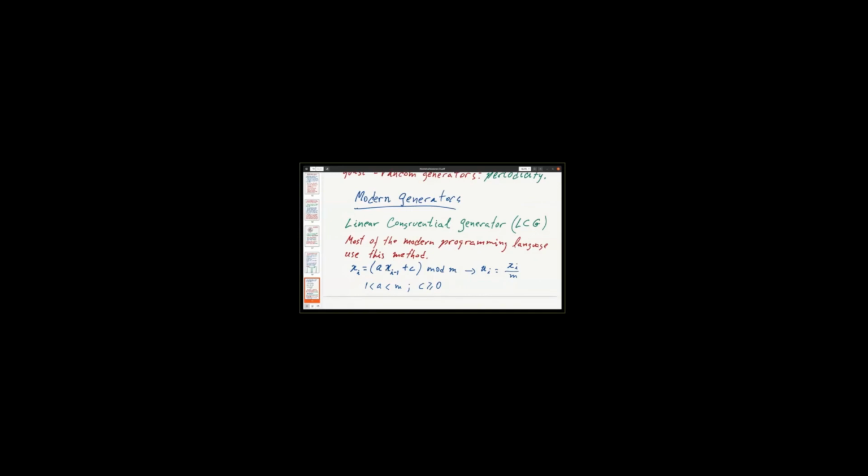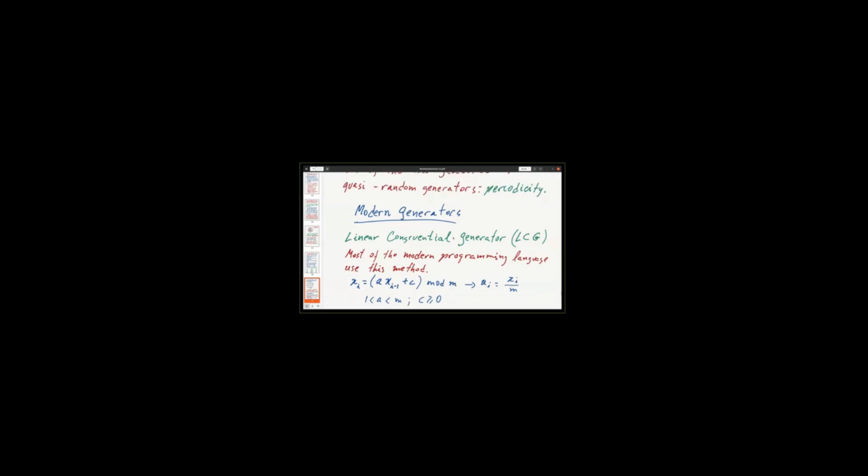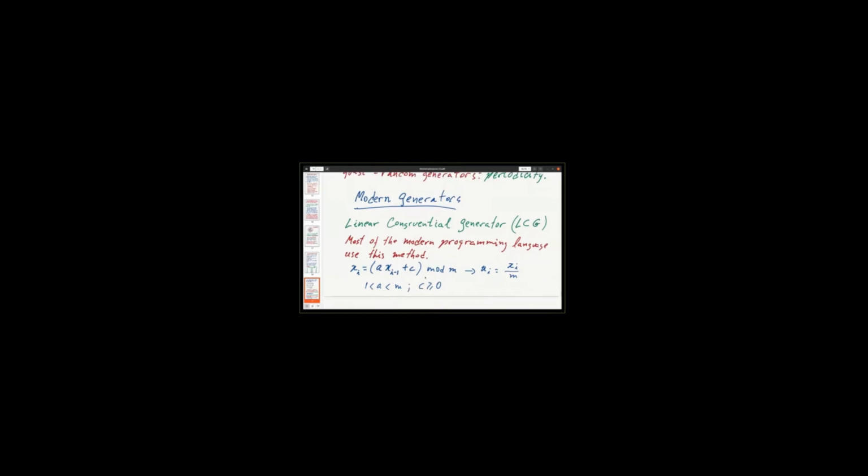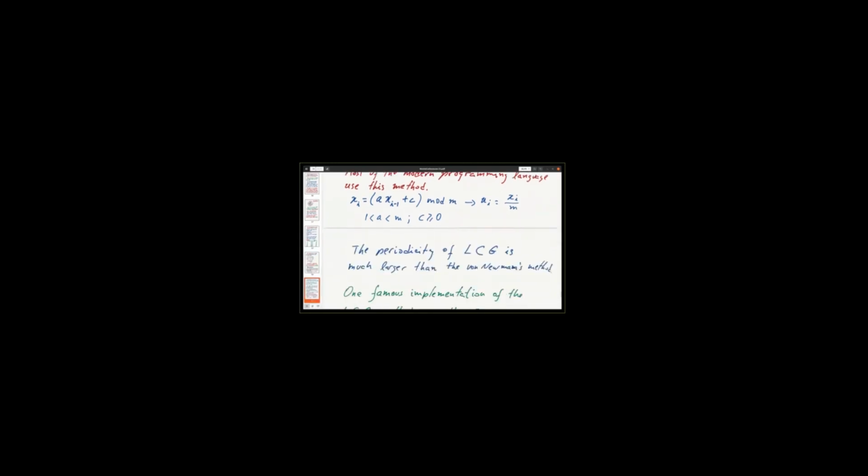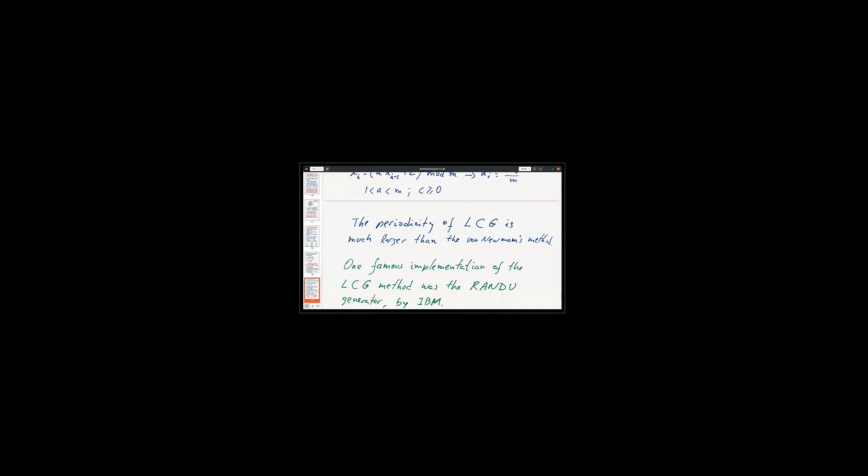But the advantage of this one is that the periodicity is much larger. It was proved mathematically. And more important than knowing that it's large, you can know what the periodicity is once you have a, m, and c. Okay? So this is important to know the periodicity of your random number generators. And this practically solves the drawback of the method that we found by von Neumann.